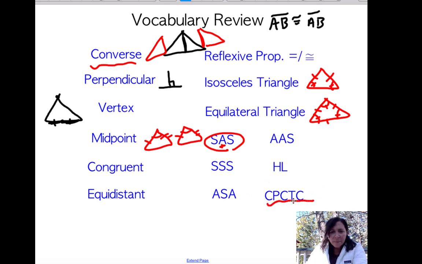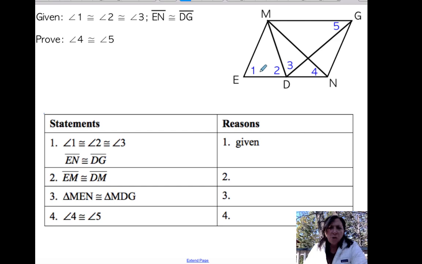CPCTC stands for corresponding parts of congruent triangles are congruent, because once you've proven that the two triangles are congruent by one of these methods right here, then all of their parts are congruent. So you could say all the parts are congruent once the two triangles are congruent. Based on all of that information, we're going to attempt this proof. If I were you, I would pause the video, put in all your information, try to solve it, and then come back to it.